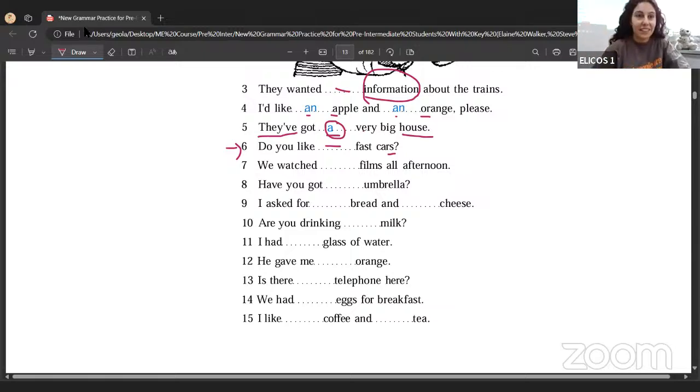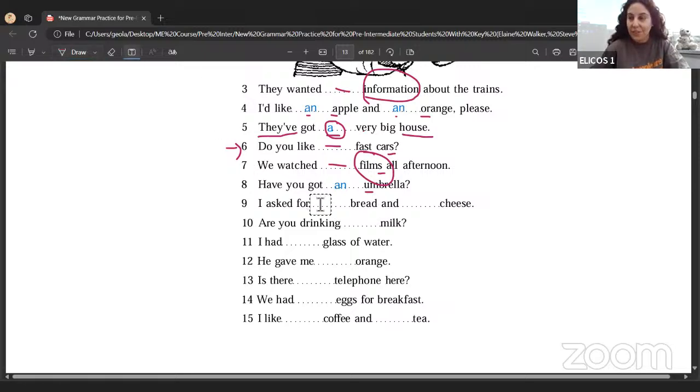Okay, 7, back to Javiera. No article. We watched films all afternoon, exactly, because we've got the plural. Yes, this is countable, but because it's in the plural, you don't need to put a. We just watched films all afternoon. 8, Deeper. Have you got an umbrella? An umbrella. Because we know it starts with O. A, E, I, O, U. And make sure it's an. Have you got an umbrella?